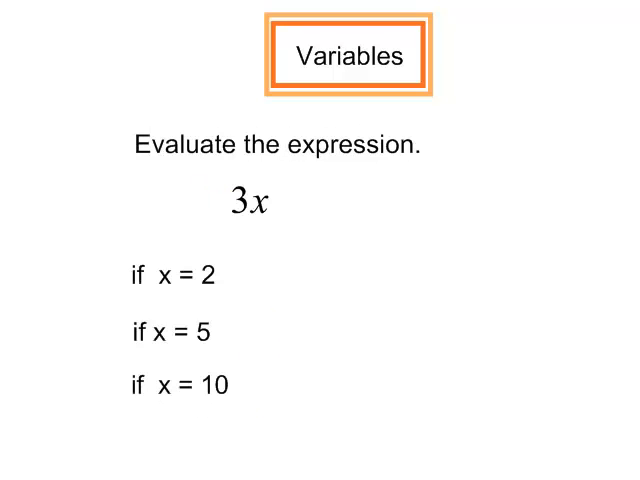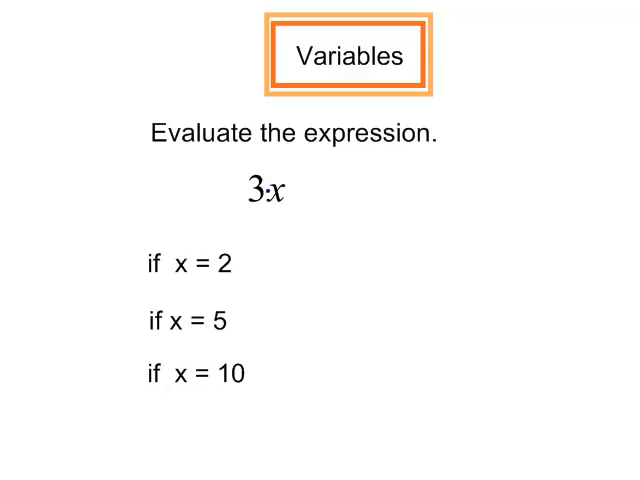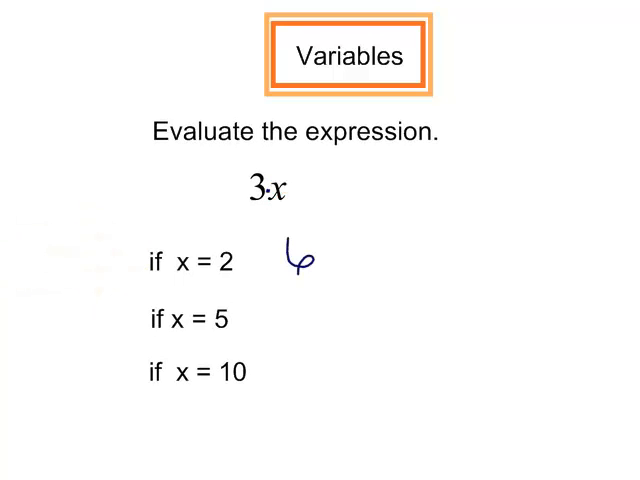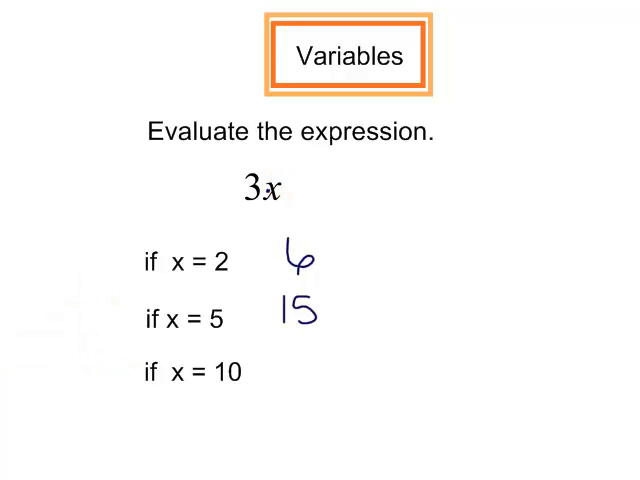Let's evaluate this expression for several values of x also. The expression is 3x. Let's evaluate this if x is 2. I will have 3 times 2, which will be 6. If x is equal to 5, I will have 3 times 5, that will be 15. I want you to evaluate this expression if x is equal to 10. 3 times 10 is 30.